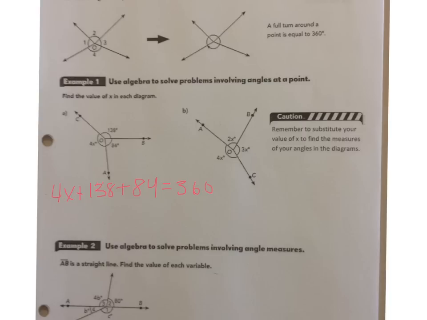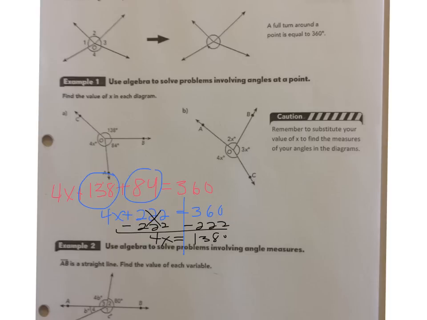Okay, so then you need to combine your like terms. So 138 plus 84, that gives us 222. So 4x plus 222 equals 360. Now we have a basic two-step equation. So to get 4x or x alone, you're going to subtract 222 from both sides. And you're going to get 4x equals 138 degrees. Now, what we're missing is 4x. So you can stop there for this one because 4x is what you need for your answer.